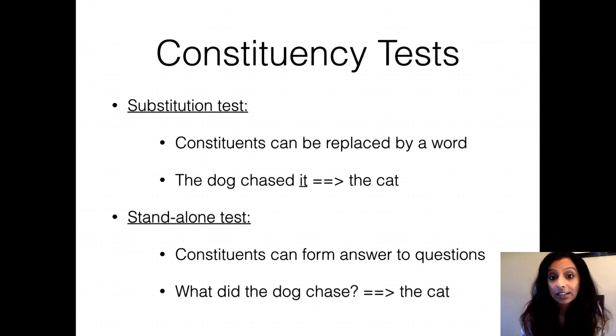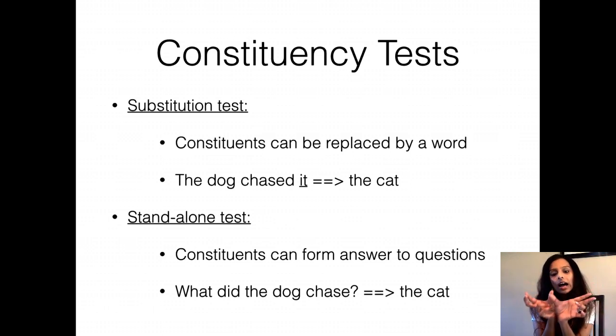You can also do a standalone test. So you can ask questions and constituents can form the answers to these questions. So you can say, what did the dog chase? And you can say the cat, right? So the correct answer to the standalone test for constituency is the entire phrase, right? The cat, not just cat. And that's what constituency tests actually show, that the determiner, like a, an, the, and the noun actually combine together and they go together as one syntactic unit within a sentence.